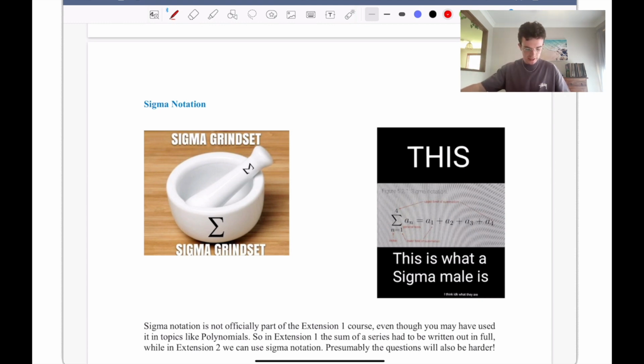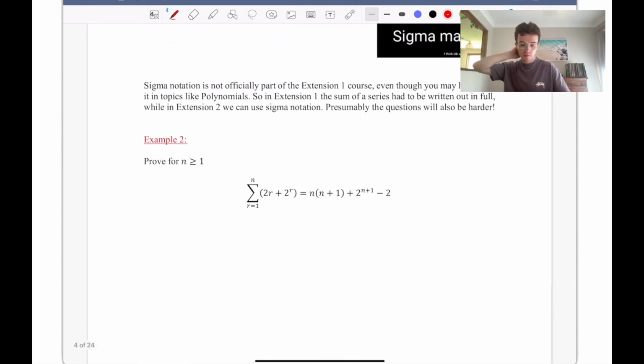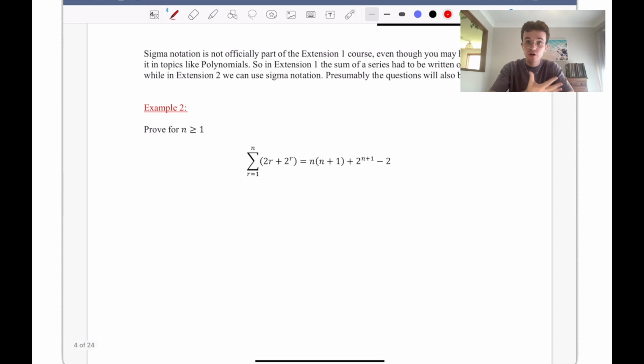Okay, sigma notation. So I have shown you how to prove using this type of notation, but it's not actually in the Extension 1 course, only in the Extension 2 course. So we're going to have a look at this proof here. Prove for n greater than or equal to 1 that the sum from r equals 1 to n of 2r plus 2 to the power of r is equal to n times n plus 1, plus 2 to the n plus 1, minus 2.